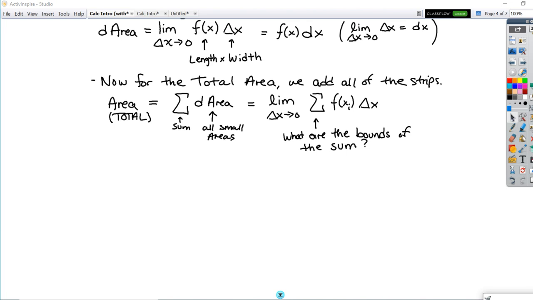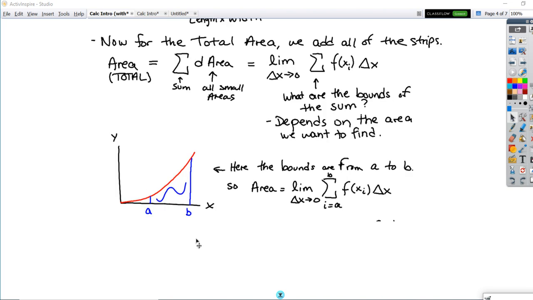But what are the bounds of this sum? Well, how much you want to add depends on how much area you want to find. So for this particular example here, the bound is from a to b. So the way you write that is the limit as delta x approaches 0 of the sum from i equals a to b of f of x sub i times delta x.